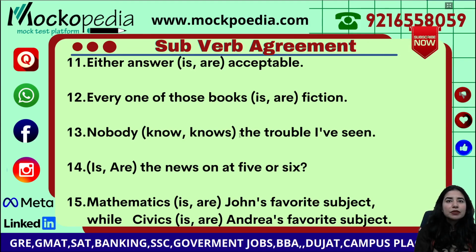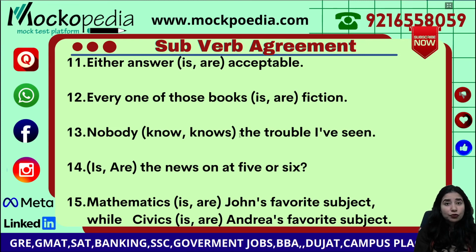This is an important question. This is one common mistake that we make, which is the reason to revise it again. We have incorporated one question. So I hope we are clear with question number 12, everybody. The correct answer is going to be is. Now the same rule is applied to question number 13. Nobody knows the trouble I have seen. So nobody is considered singular, and hence the verb is going to be singular.